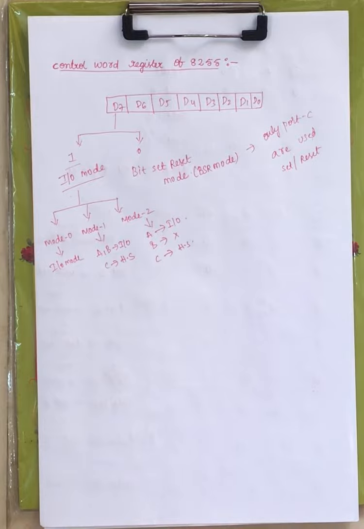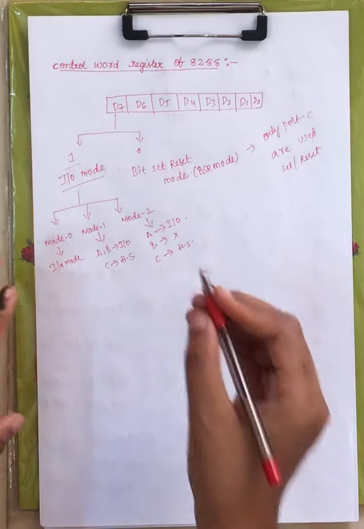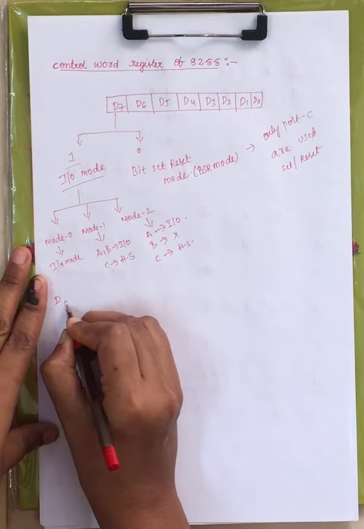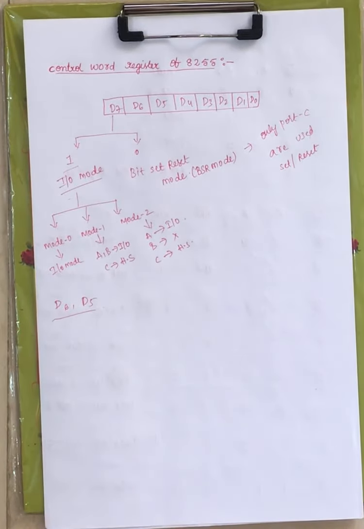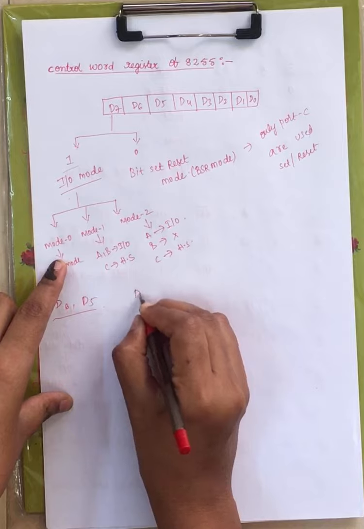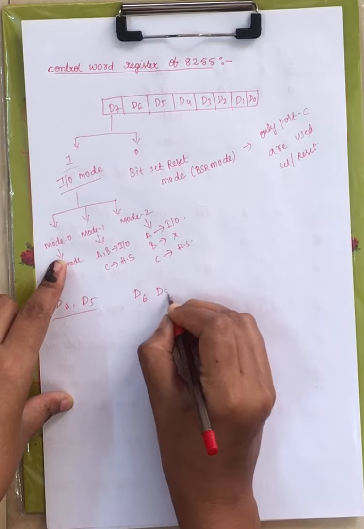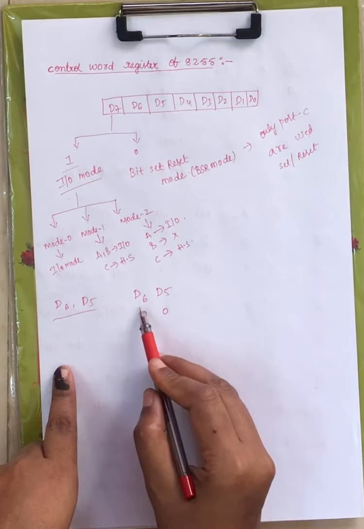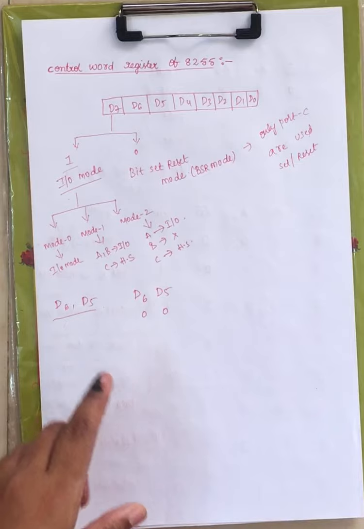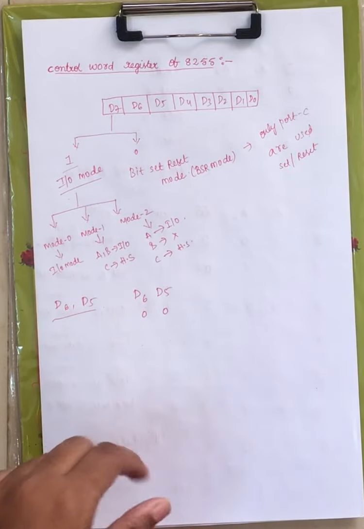Now this is about the D7 bit. Next we have D6 and D5. Now when D6 and D5 both are 0, what are the possibilities? 0 0, 0 1, 1 0 and 1 1. Now let us see the four possibilities.